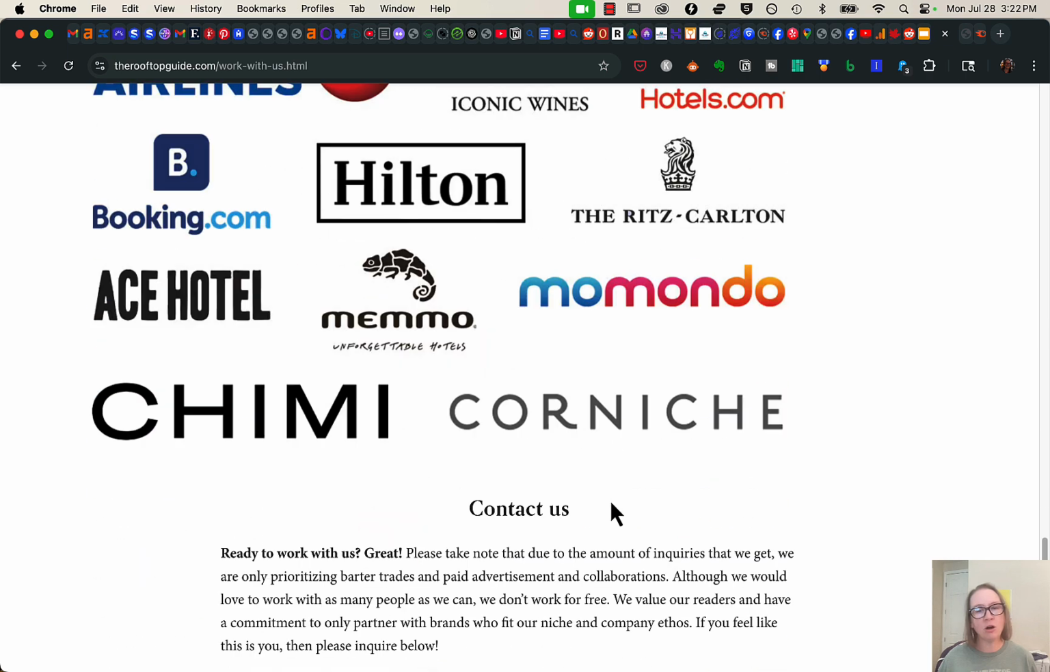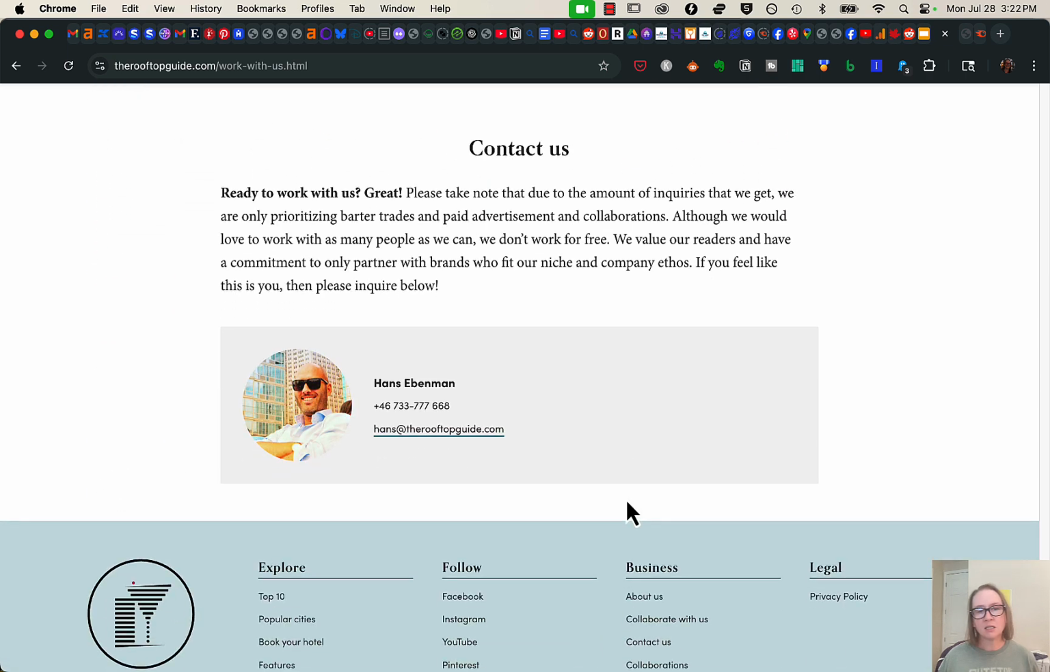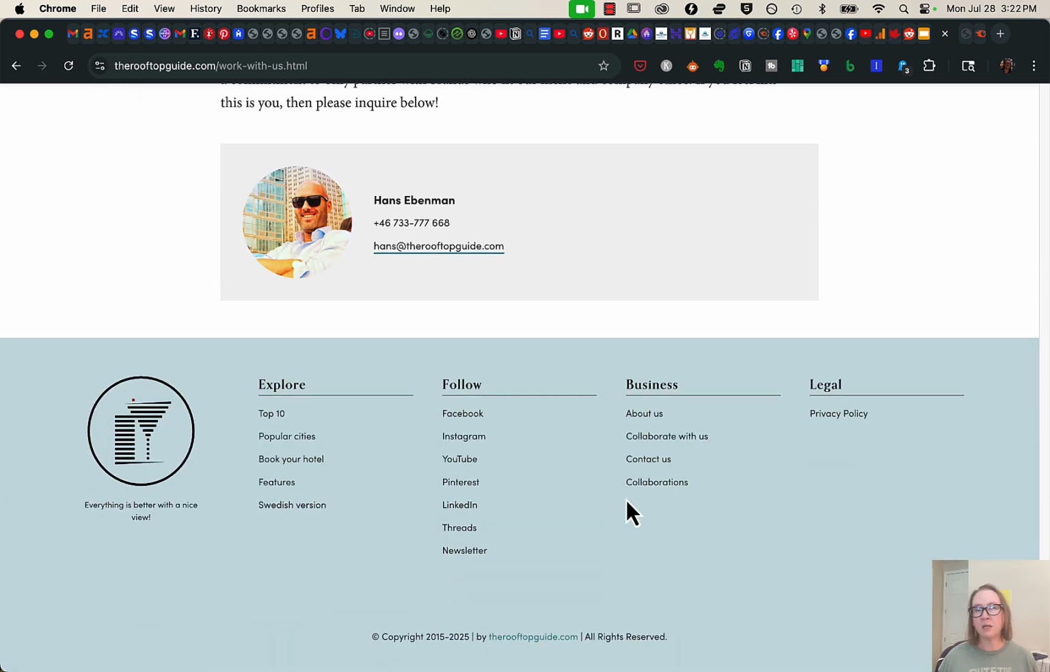Then they show you all the brands they've worked with, stuff like that. I wouldn't be surprised if these guys also offer SEO or online marketing services, even though it's not listed on here.